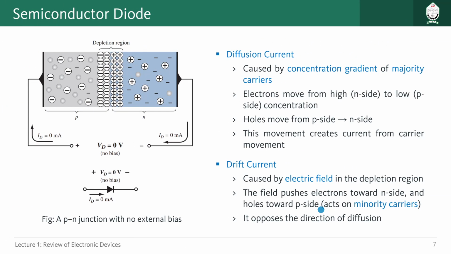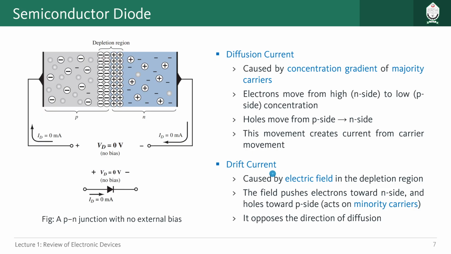Now we will try to understand in detail what diffusion current and drift current are. Diffusion current is obviously caused by the concentration gradient of majority carriers. In the p-type material we have an excess amount of holes, and in the n-type material an excess amount of electrons, and as they are connected together, they will try to create a balance of carrier charge, right? Because of that this current is flowing, and this is happening only for majority carriers, right?